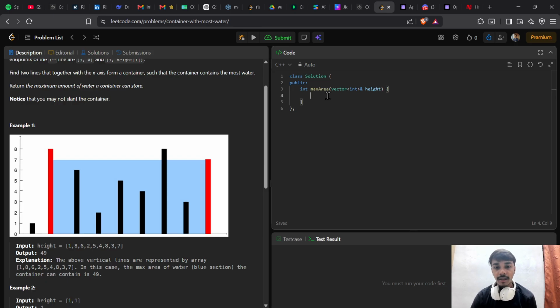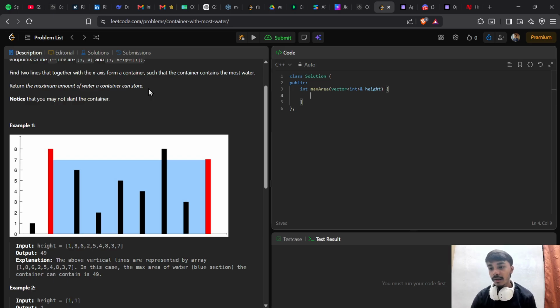We will use a greedy observation. We start with the widest possible container: left pointer at the beginning, right pointer at the end. Now here is the important insight. The smaller height limits the area, so moving the taller line is useless. Why? Because the width decreases and the smaller height still remains the bottleneck. Therefore, we move the pointer with the smaller height inward.